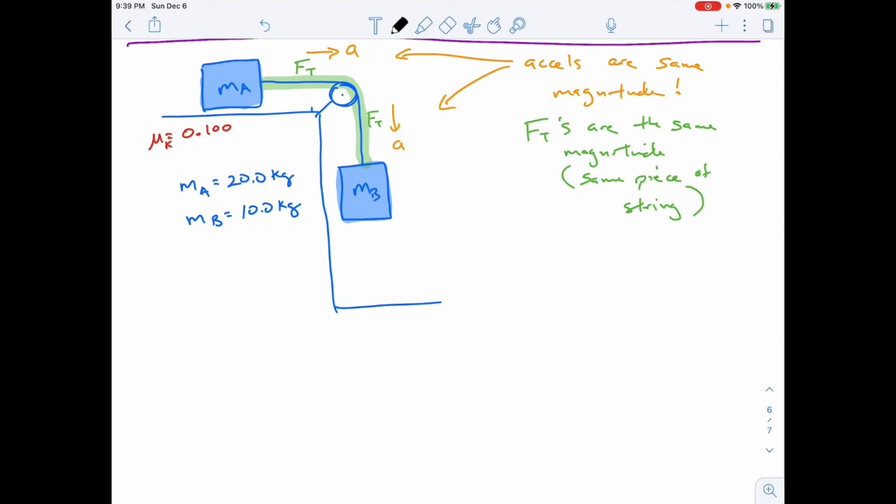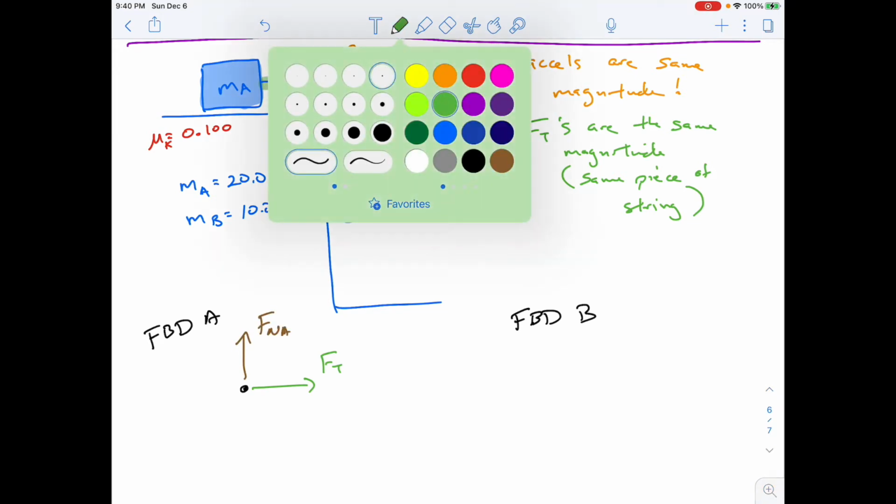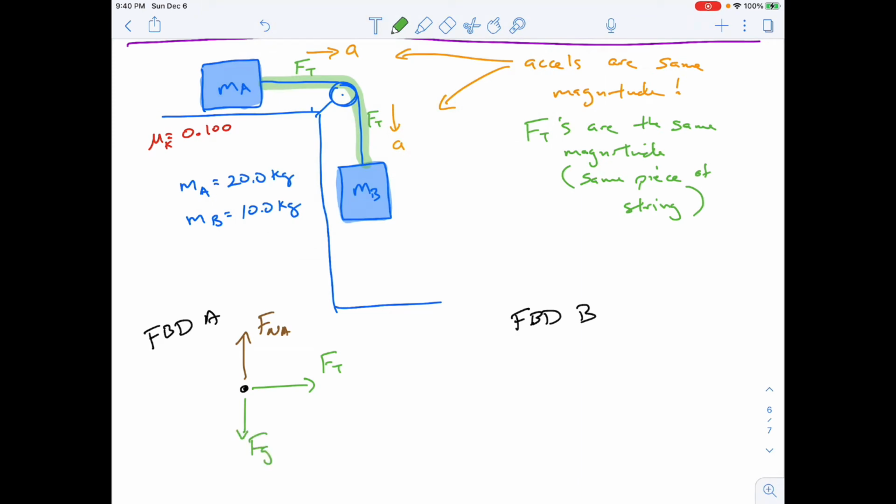So as always, you're going to draw a free body diagram for each object, and I'm going to do the free body diagram for A, and I'm going to do the free body diagram for B, and put in the appropriate forces. We're going to have the tension, which is going to pull A forward. We don't know what that is. We're going to have the normal force of A, the gravitation of A, and we are going to have some friction, that kinetic friction. So that's everything acting on A.